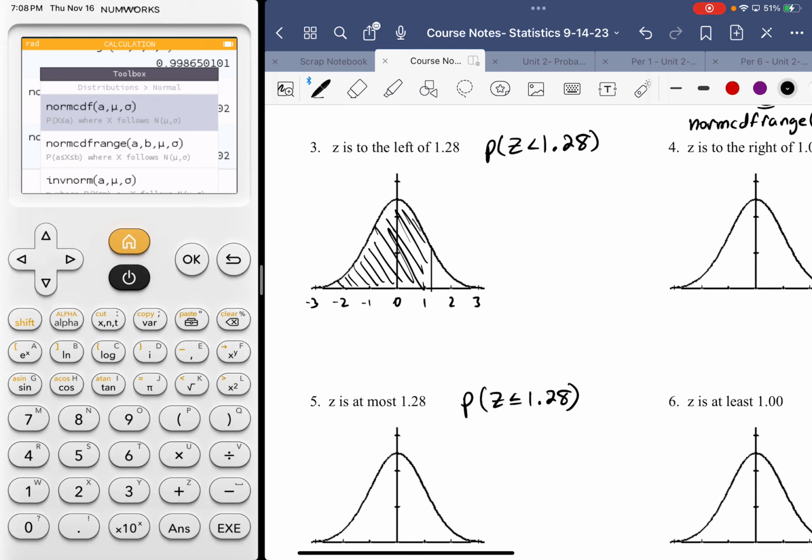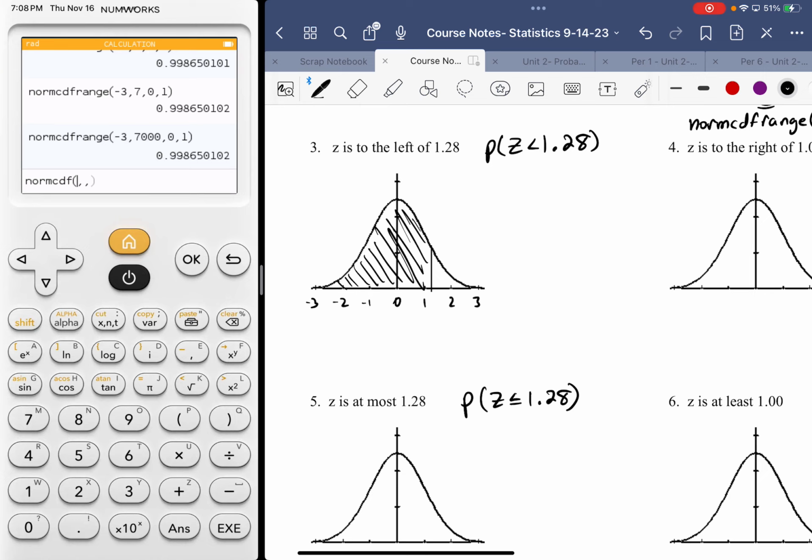All right. So I'm going to select norm CDF, not the range though. 1.28, 0, 1. Lock it in. Now I drew my diagram, and my diagram shows that I've shaded more than half of the available area. Total area under the curve is equal to 1. I have less than that, but more than half. So if I had to guess, probably in the 0.7s, something like that, but I don't know. Let's see.